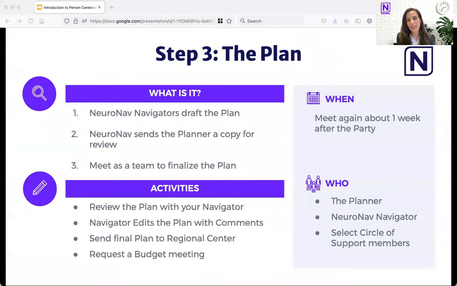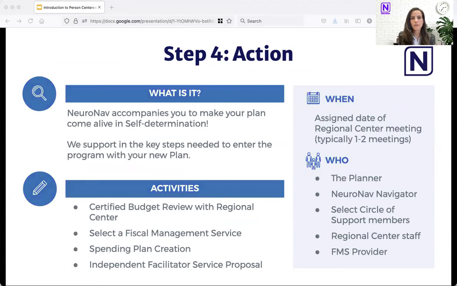Step 3, the plan. We, the navigators, will take all of the information that we've gathered through this whole process and draft your plan. We'll send you a copy for you to take a look at, and we'll meet with you again and a couple of people who are close to you about a week after the party to review the draft and finalize the plan. Don't worry, you'll be able to make comments, and we'll edit your plan until you're happy with it. Then we'll send that person-centered plan to your regional center service coordinator and request a budget meeting.